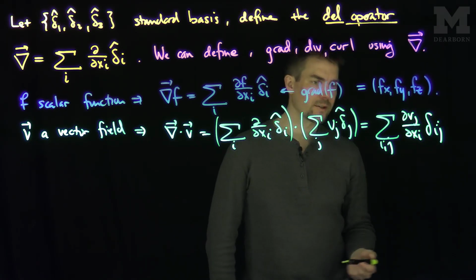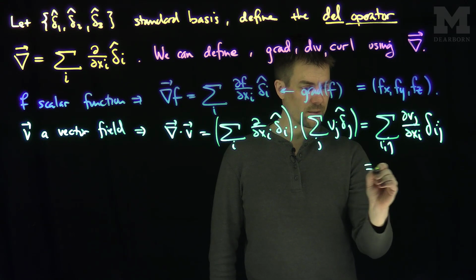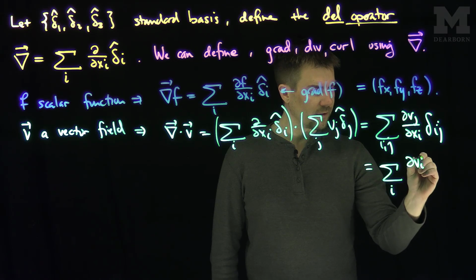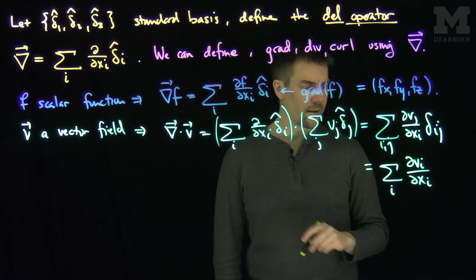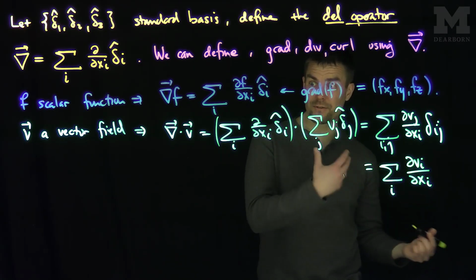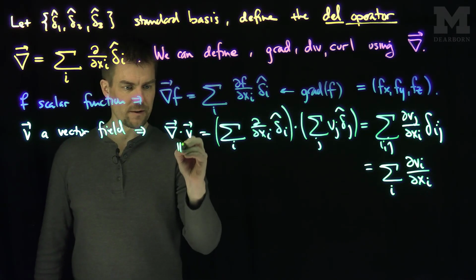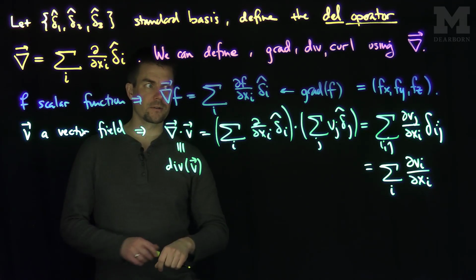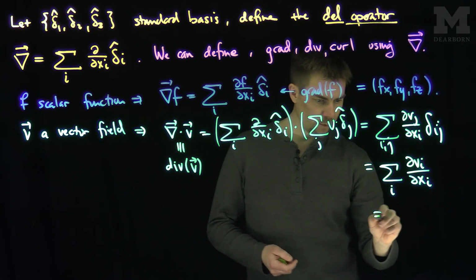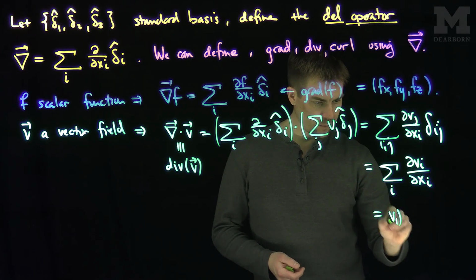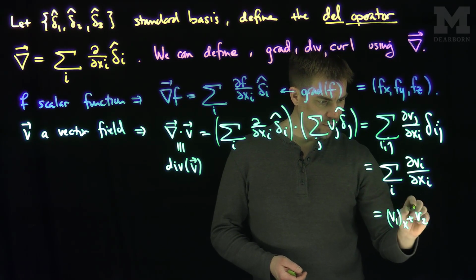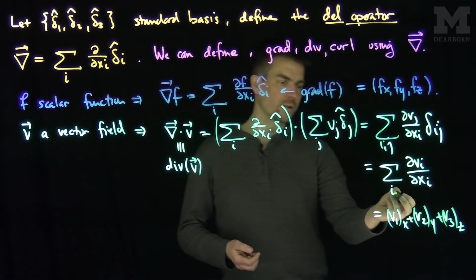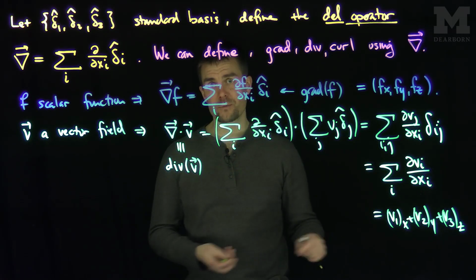And so when I have a delta ij in my summation, I can replace all the i's with j's. So this is going to be equal to the sum over i of partial vi partial xi. And that's our standard definition of divergence. Del dot v is the divergence of the vector field v. In our standard basis, this is going to be v1 with respect to x plus v2 with respect to y plus v3 with respect to z. So this one expression captures all three terms of my divergence.